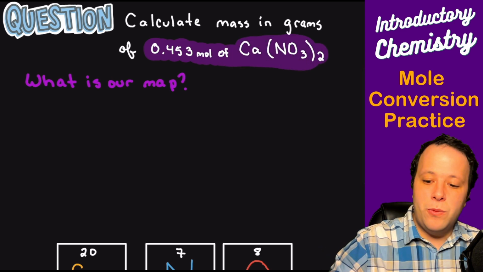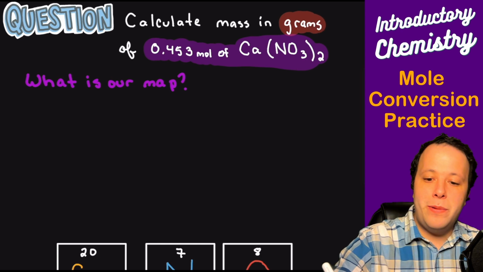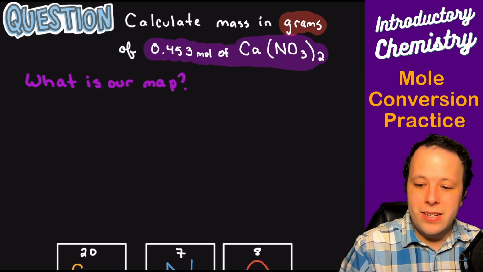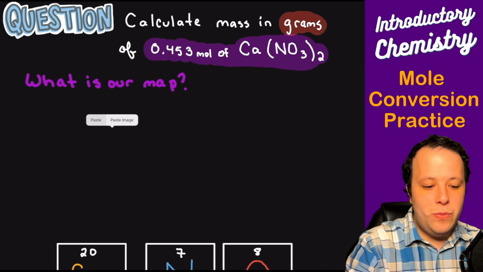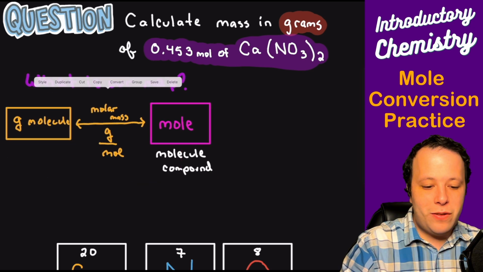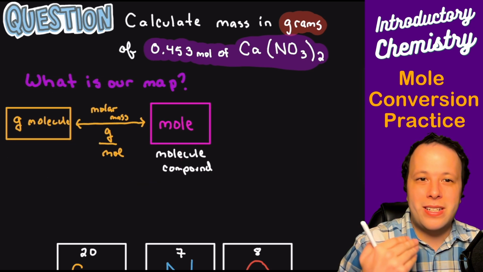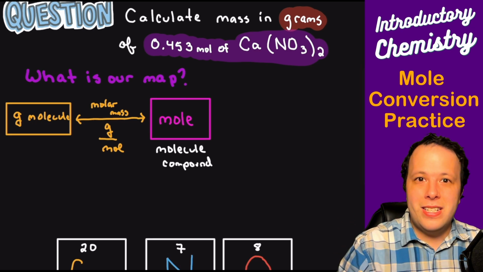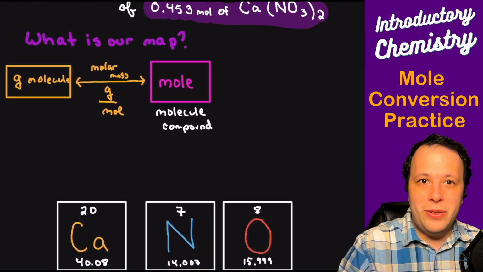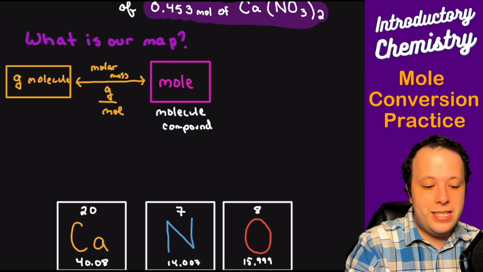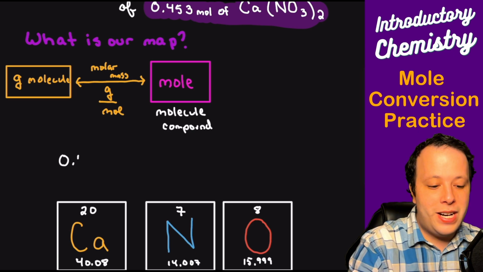And what is desired in this problem is grams. So how can we try to map that out? Well, using what we saw earlier, we can go between moles and grams using molar mass. So as usual, we want to let our units guide our process to set up these different conversion factors.